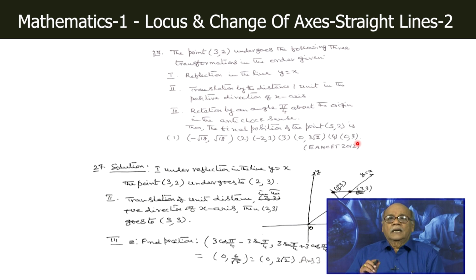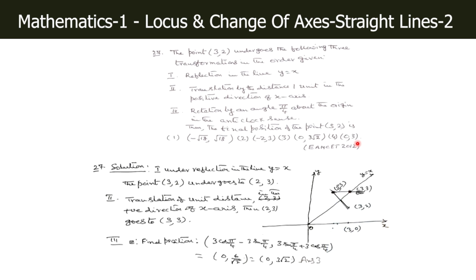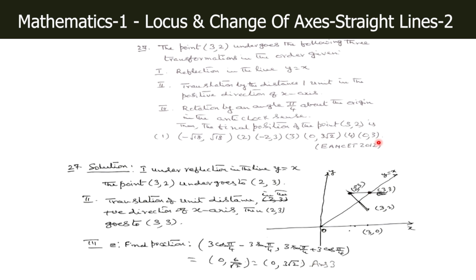And if the axes are rotated through an angle theta in the anticlockwise sense about the origin, that is without changing the origin, then small x is equal to capital X cos theta minus capital Y sin theta, and small y is equal to capital X sin theta plus capital Y cos theta. Now using those, we will find the procedure.